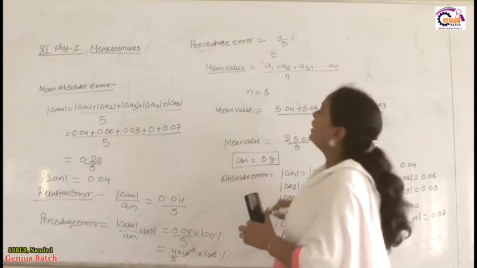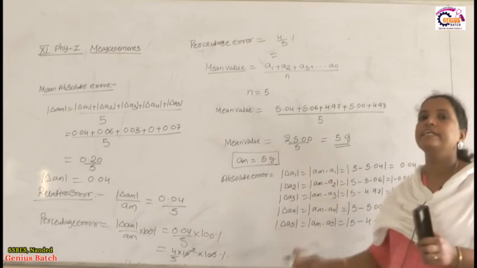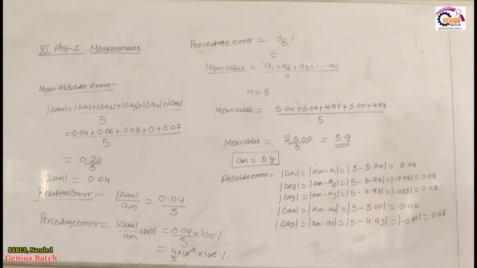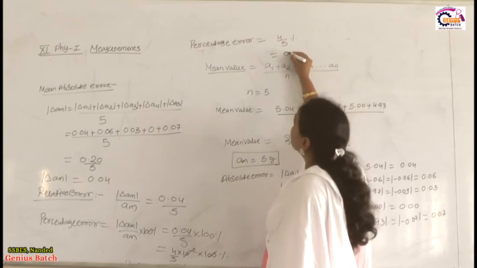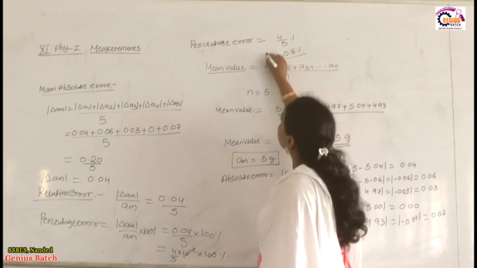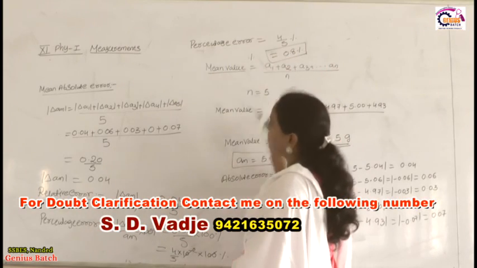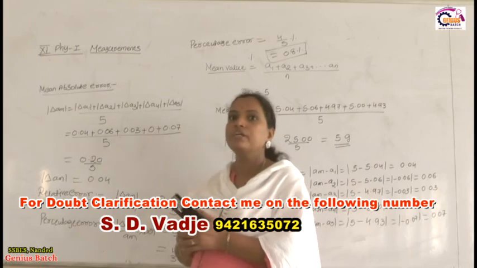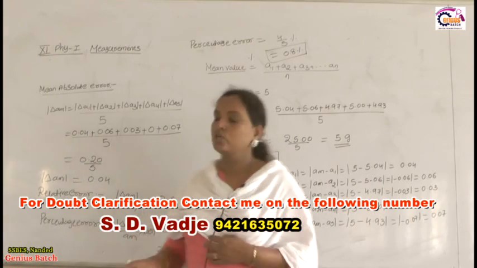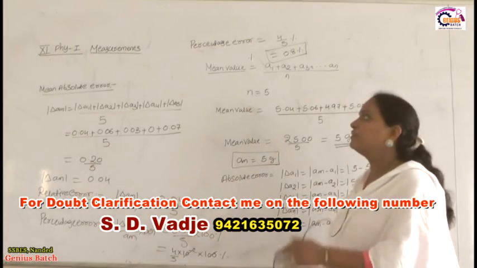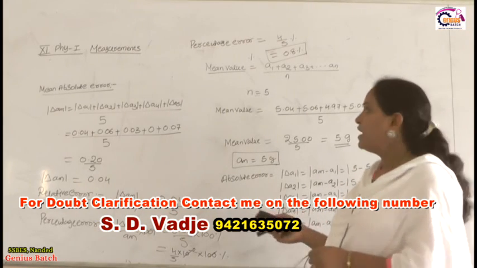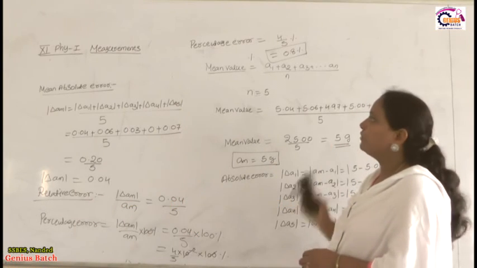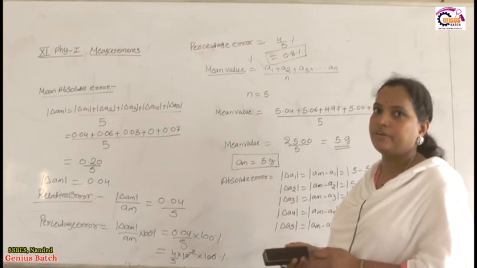When you are taking the division of this, 4 by 5 means 0.8 percent. What is the percentage error here? 0.8 percent. So in this way we have to find out the absolute error, mean absolute error, mean value, and at last we have to find out the percentage error. Okay.